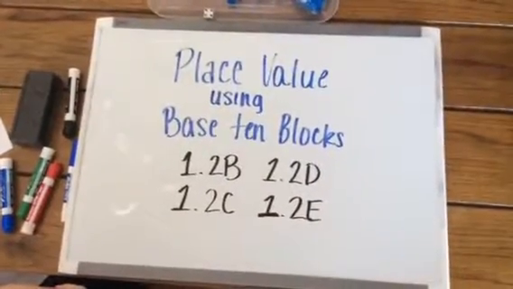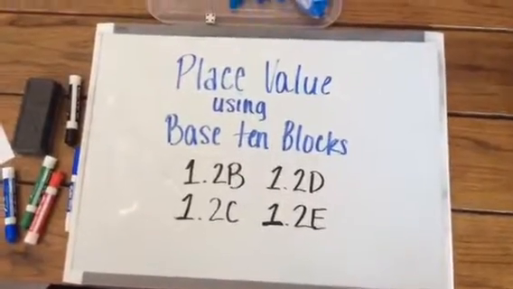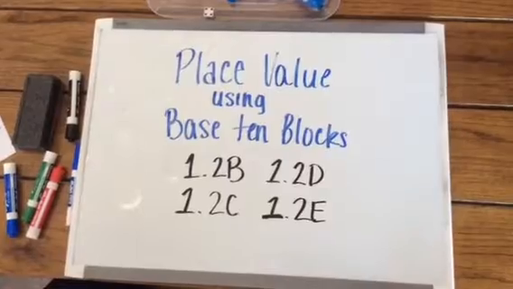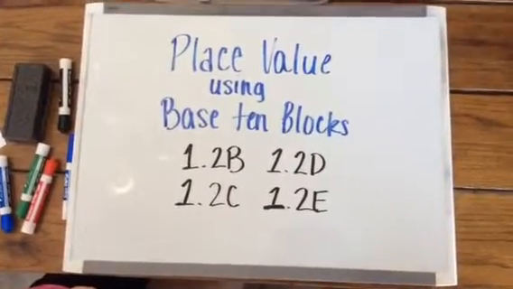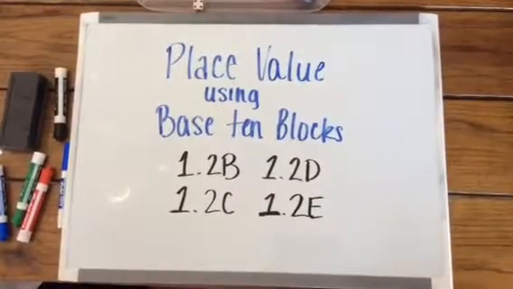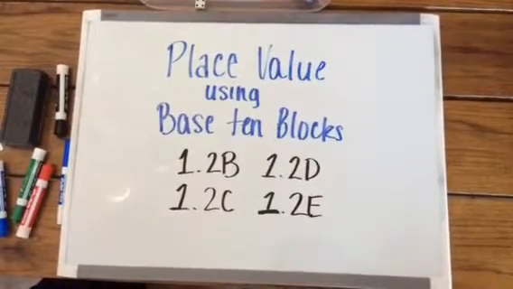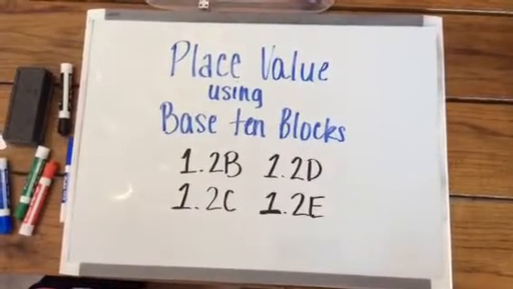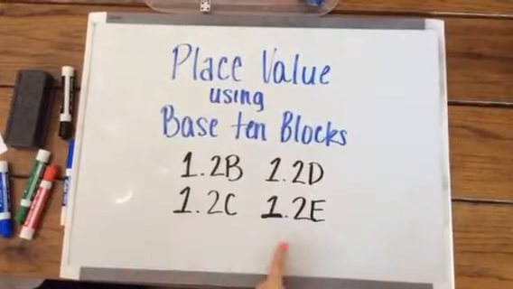Today in this video, we will be learning about place value of a two-digit number and how to write its standard form, expanded form, and identify the tens and ones in a chart. We will be using base 10 blocks to build the number and use the blocks to understand the different forms.